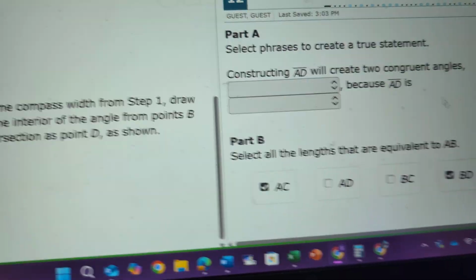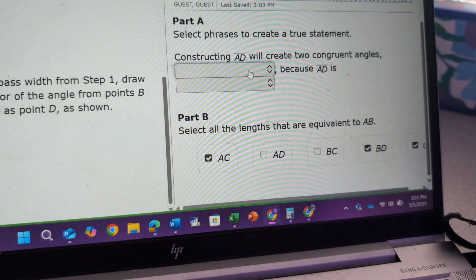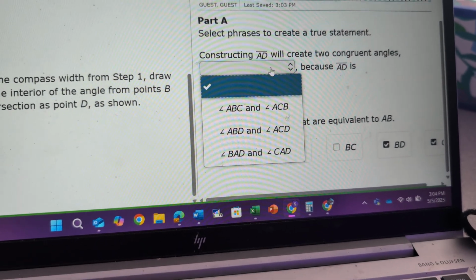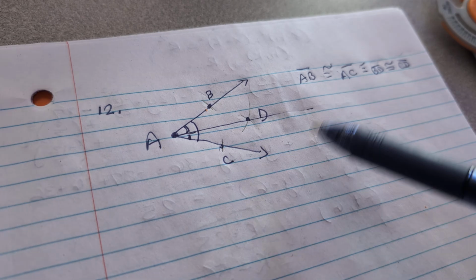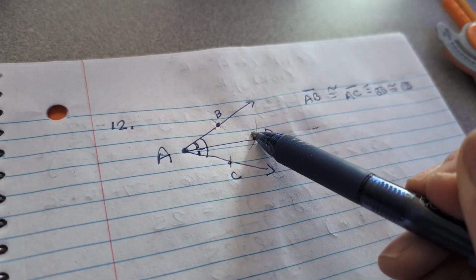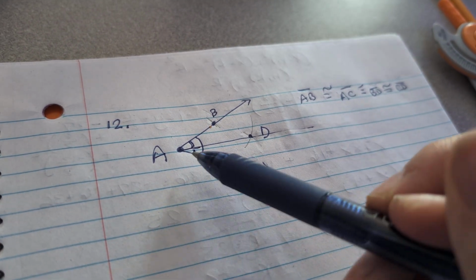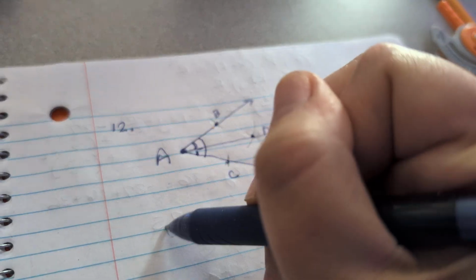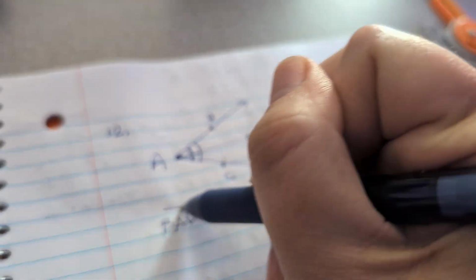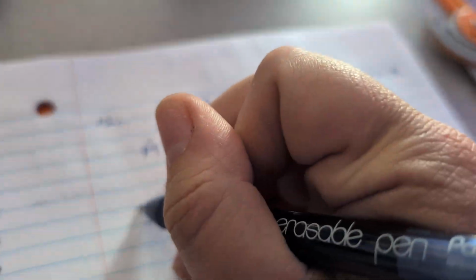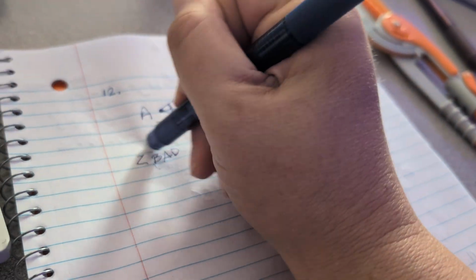So coming up, constructing it, two congruent angles, and we have BAD and CAD. So we have BAD, right? It's an angle, not a segment.